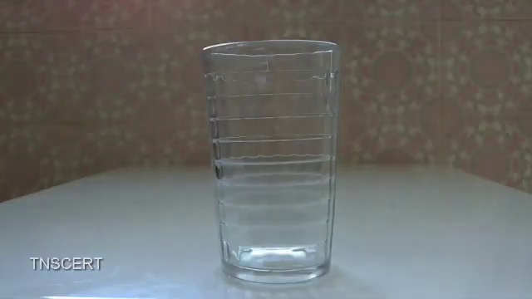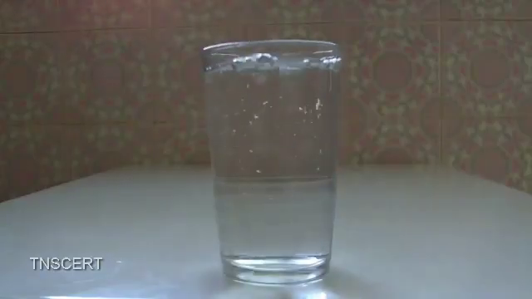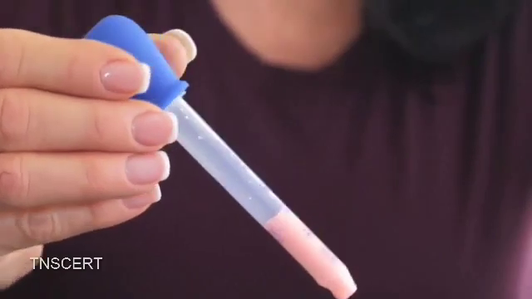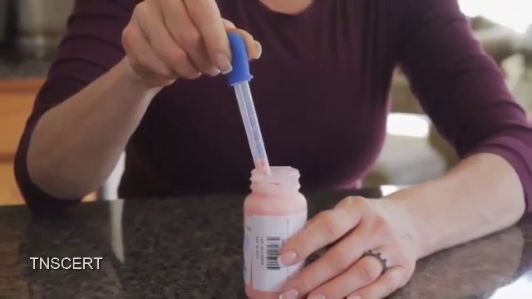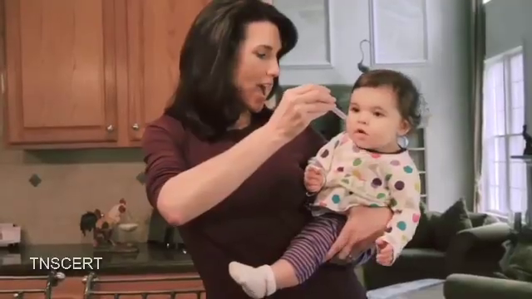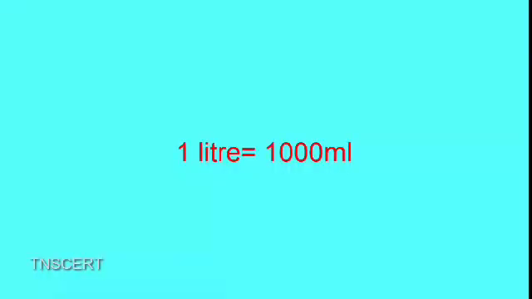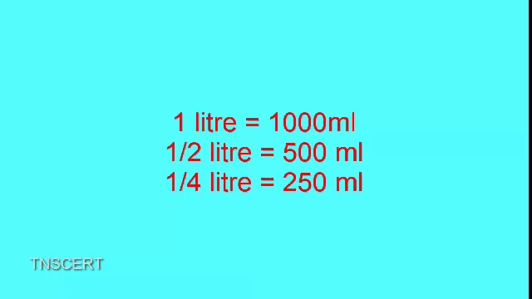Liquids of large quantities are measured in liters and liquids of small quantities are measured in milliliters. One liter is 1000 milliliters, half a liter is 500 milliliters, quarter liter is 250 milliliters.